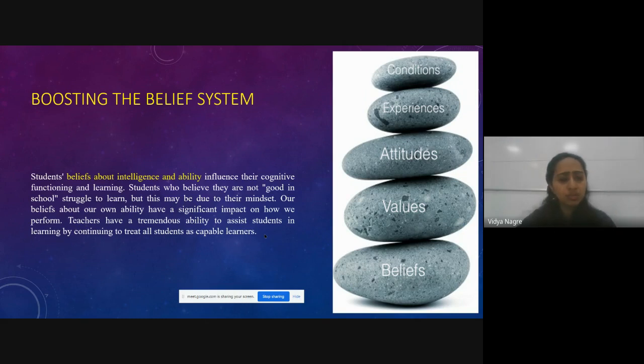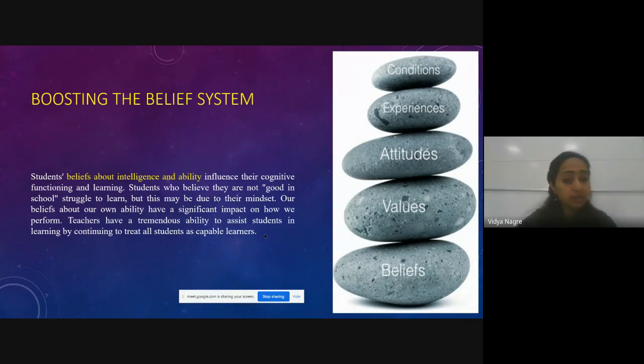Let's say students' beliefs about intelligence and ability always influence their cognitive functioning and learning. Cognitive means mental learning and functioning. Students who believe they are not good in school struggle to learn because they always underestimate their powers. But this may be due to their mindset. Our beliefs about our own ability have a significant impact on how we perform.